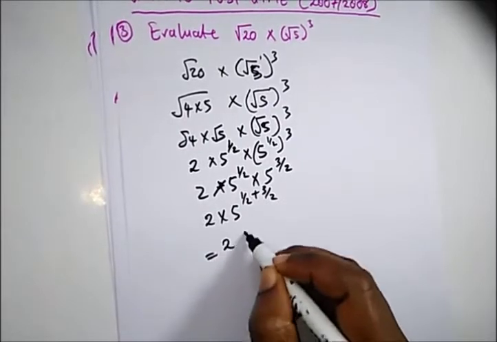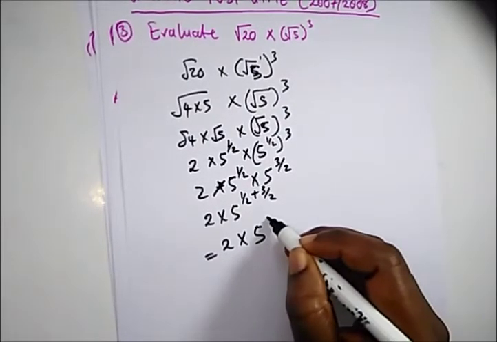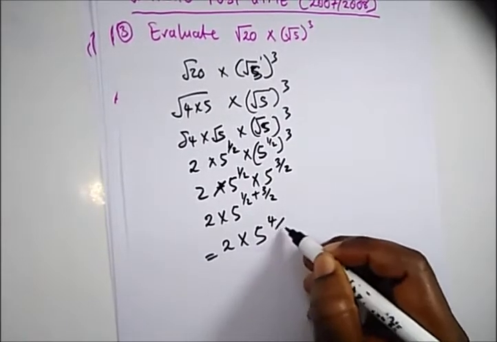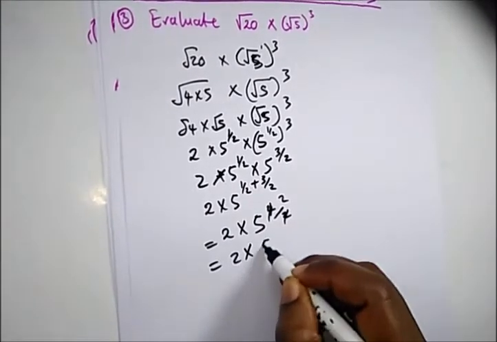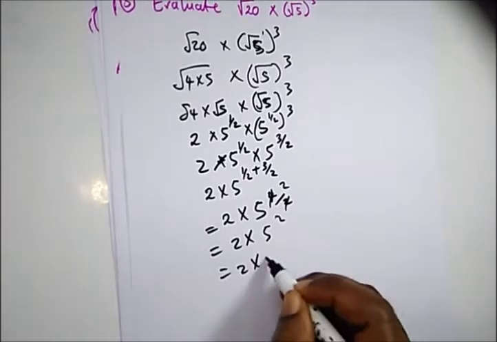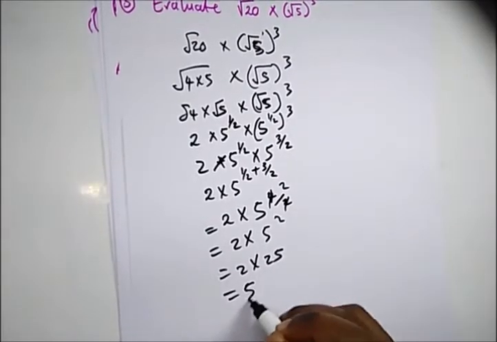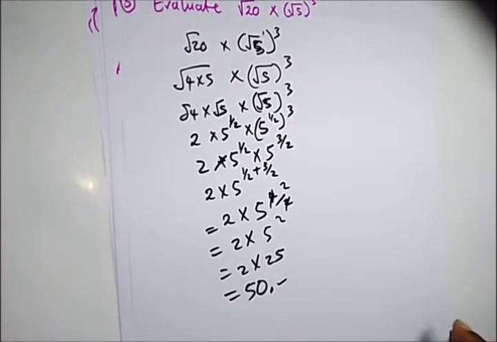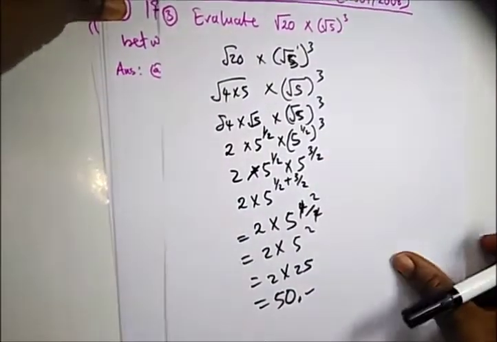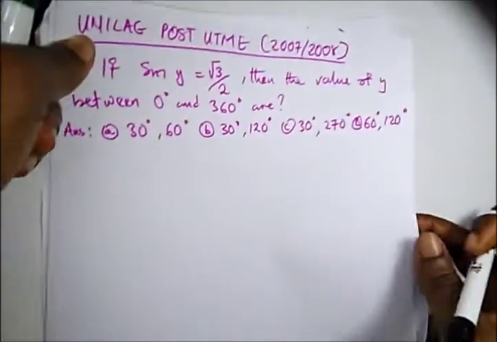So this will give us 2 times 5 raised to 4/2. And when this cancels, we have a 2. So this is 2 times 5 raised to the power 2, which is 2 times 25, which is equal to 50. So our answer here is 50. And that should be option D. I didn't write the options on this question.